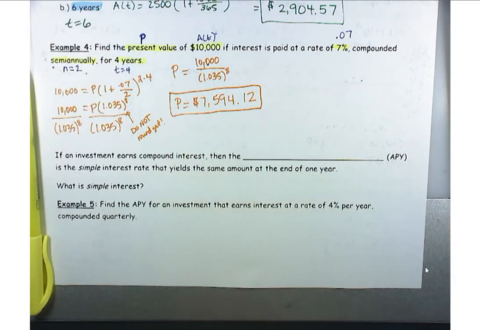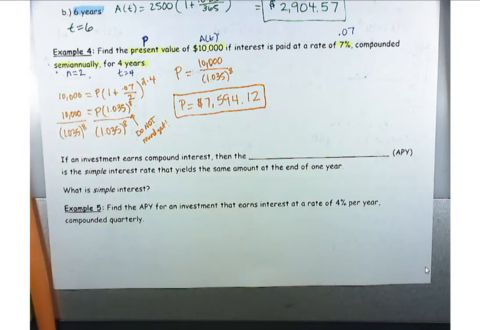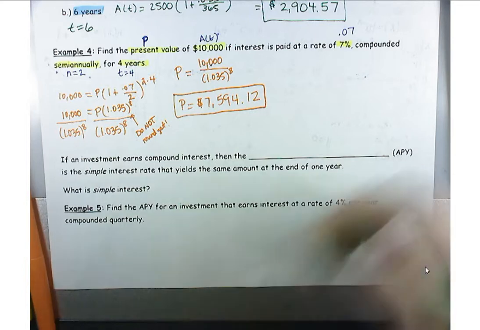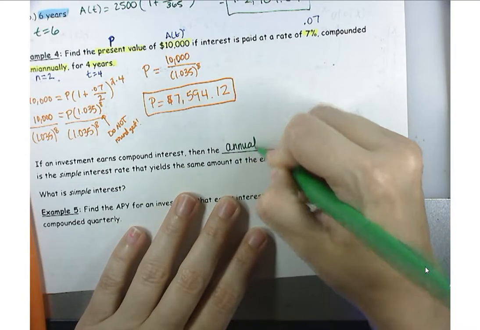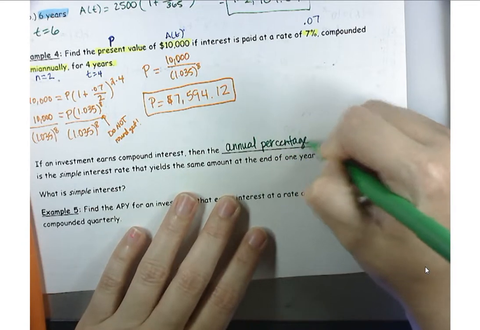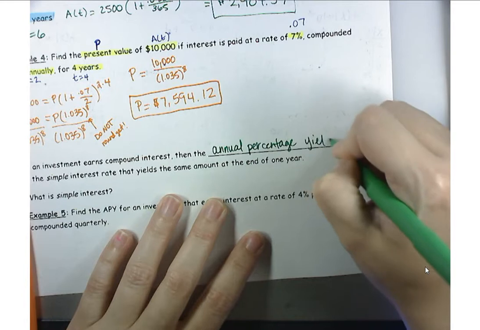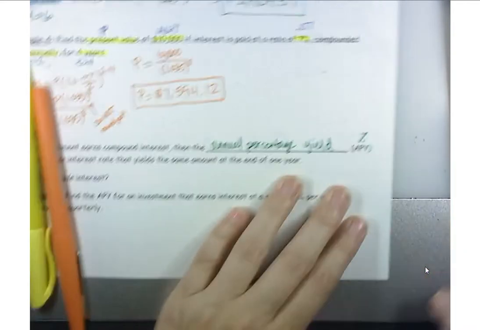All right, then the last thing we're going to talk about today is something called APY. So if you have an investment that earns compound interest, then you will be interested in what's called the annual percentage yield. Okay, which is called the APY. So the APY is a percent.